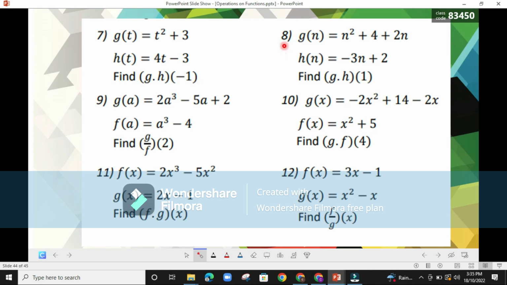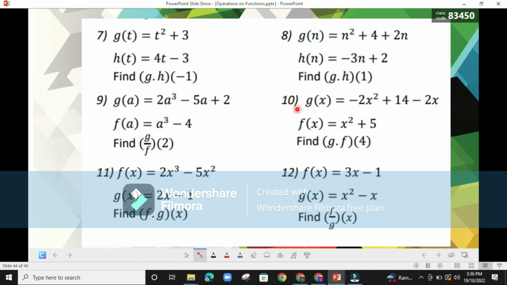Number 8, g of n is equal to n squared plus 4 plus 2n. h of n is equal to negative 3n plus 2. Find g of h of 1. Number 9. g of a is equal to 2a cubed minus 5a plus 2. f of a is equal to a cubed minus 4. Find g over f of 2.